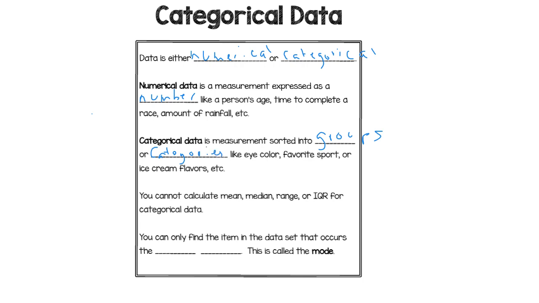Like the color of your eye, your favorite sports teams, your favorite ice cream flavor, your favorite pizza, your favorite food, things like that. You cannot calculate the mean, the median, the mode. Well, the mode you can, the range or the IQR for categorical data. The only thing we can find for categorical data is the mode. And the mode is the thing that occurs most often.